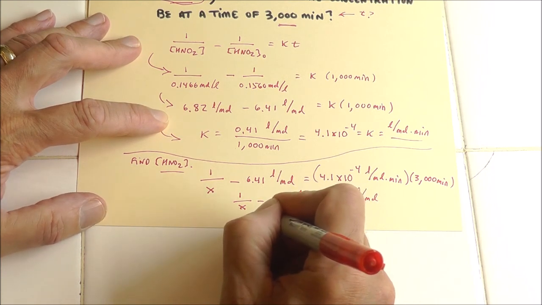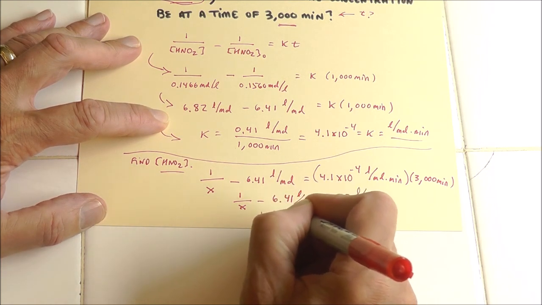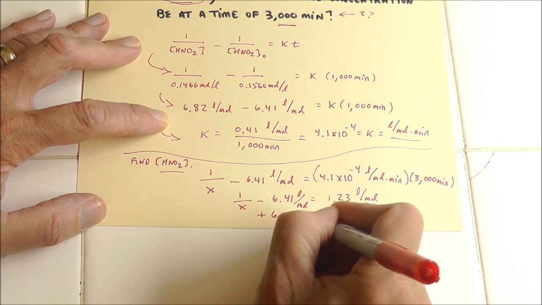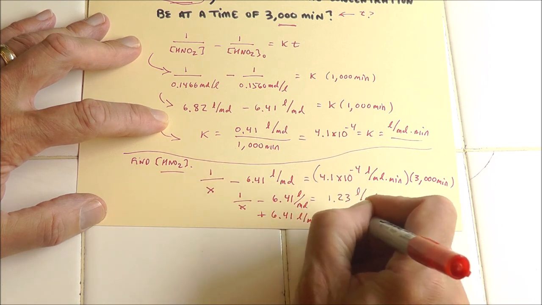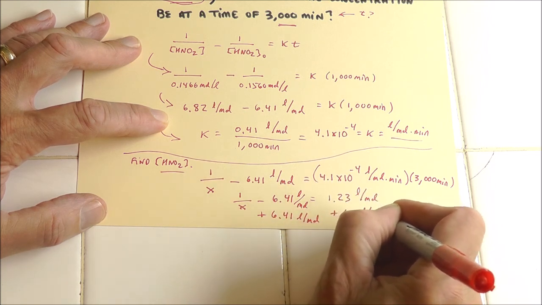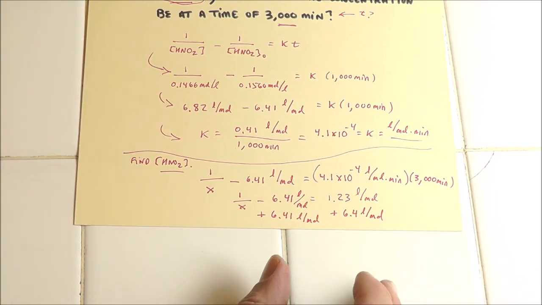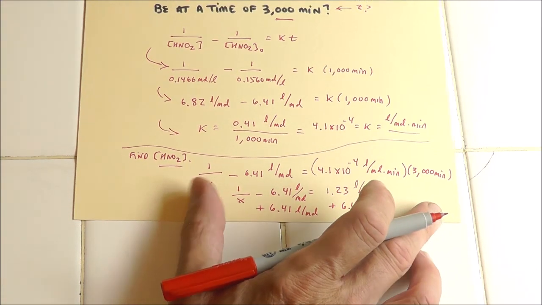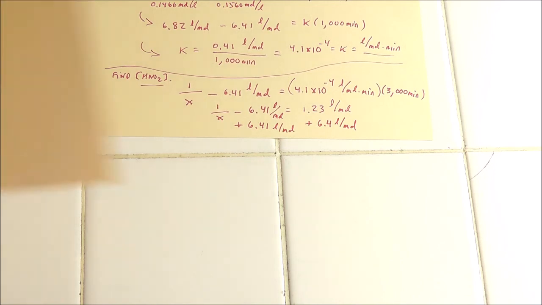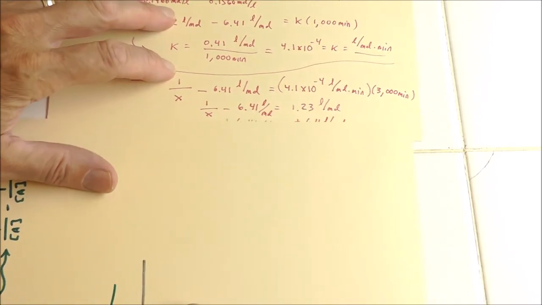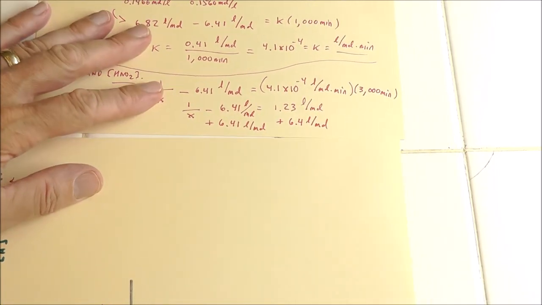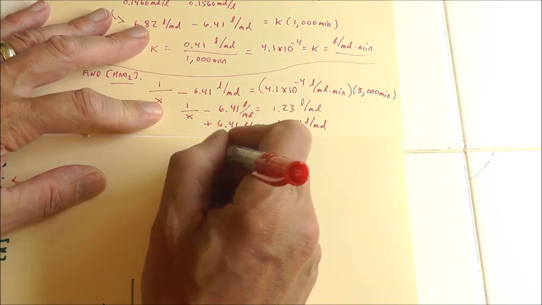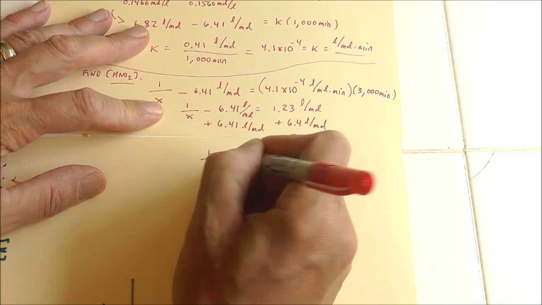So what I'm going to do is find 1 over X, so I'm going to add 6.41 liters per mole to both sides. And I'm out of paper. But guess what? I got more paper. Bang. Okay?